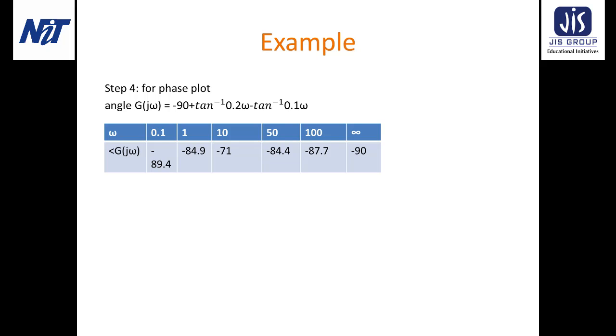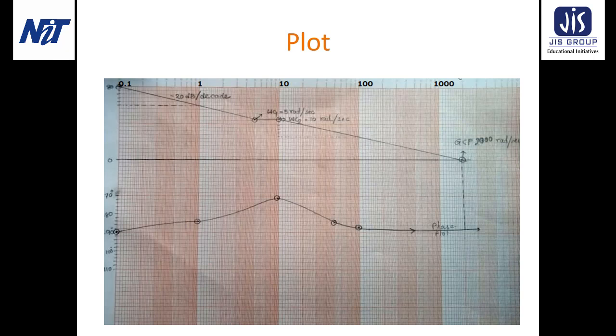And for the phase plot, the angle formula becomes minus 90 minus tan inverse 0.1 omega plus 0.2 omega, and omega is varying again from 0.1 to infinite. Here we can see that when the omega value is 0.1, the angle value is minus 89.4, and then it will decrease, actually increase because it is in minus, and then at infinite the value is again decreasing to minus 90. So this one is the graphical plot.